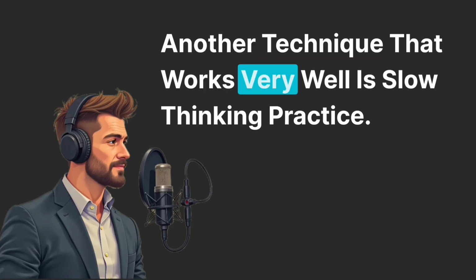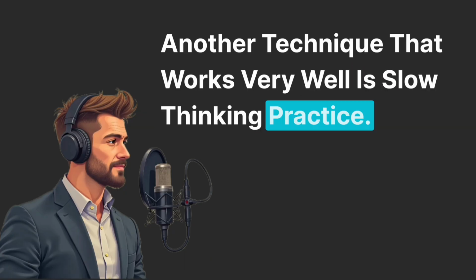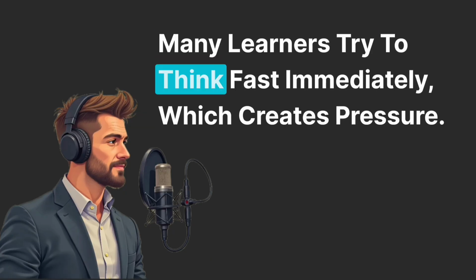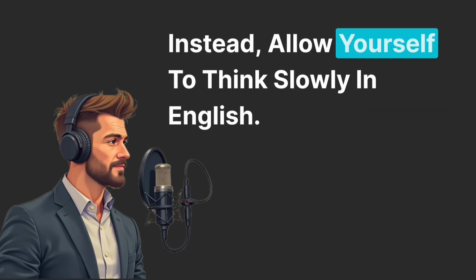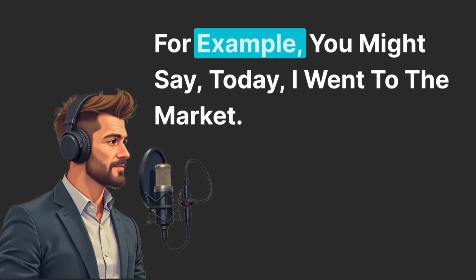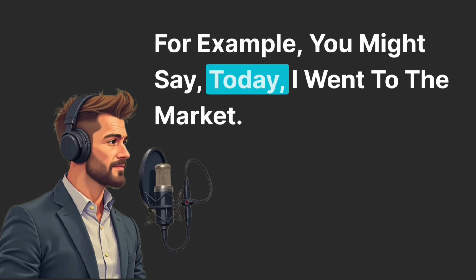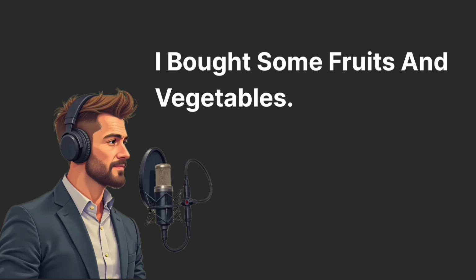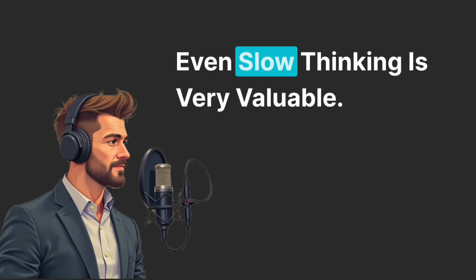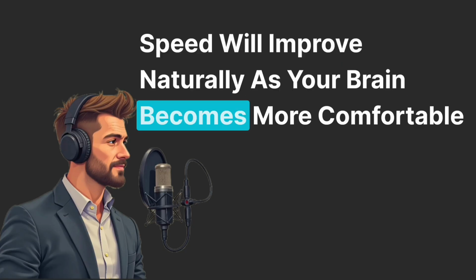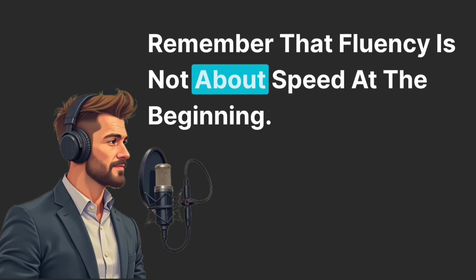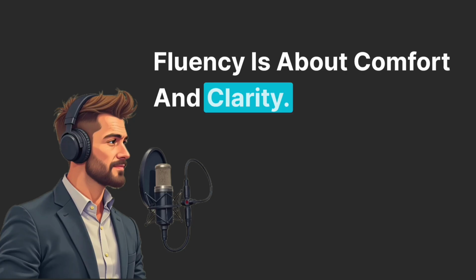Another technique that works very well is slow thinking practice. Many learners try to think fast immediately, which creates pressure. Instead, allow yourself to think slowly in English. For example, you might say, "Today, I went to the market. I bought some fruits and vegetables." Even slow thinking is very valuable. Speed will improve naturally as your brain becomes more comfortable using English. Remember that fluency is not about speed at the beginning. Fluency is about comfort and clarity.